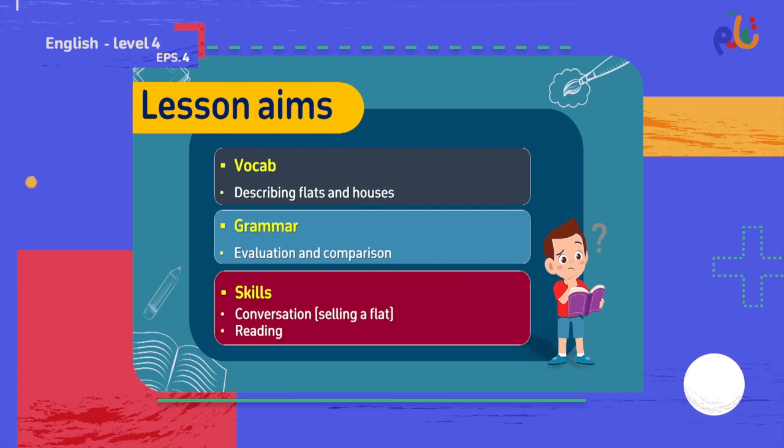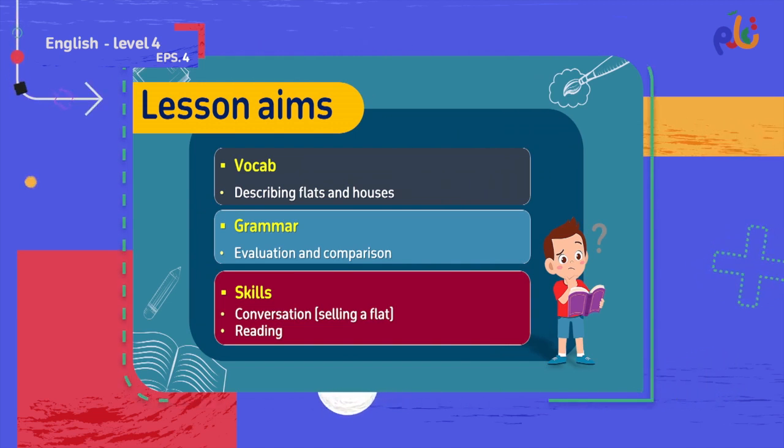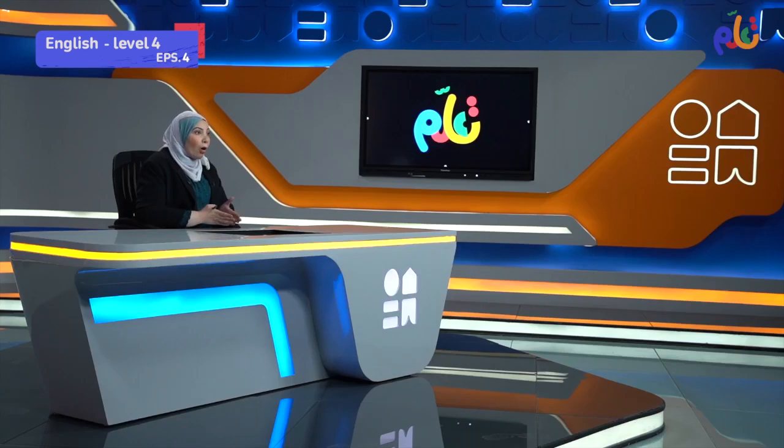We're going to see how we can sell a flat and what we can say and how we can haggle or bargain to sell a flat. And we're going to look at reading, and we're going to read about a very strange house to sell. So let's start today. And today we're going to start with a brain teaser.